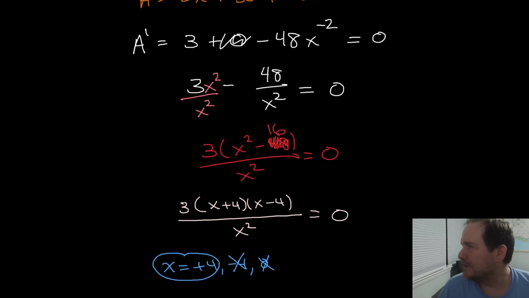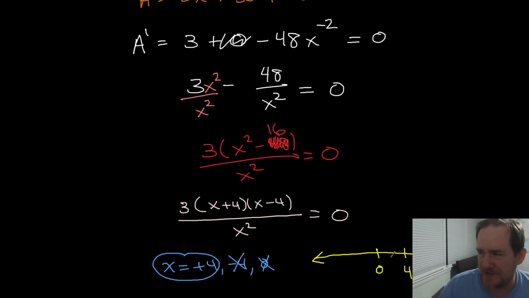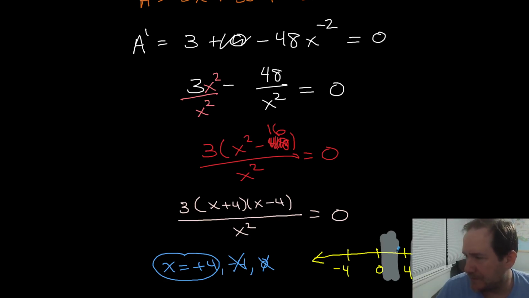And technically you are still supposed to run a quick sign test to make sure that 4 is actually giving us a minimum value. So here's 4, but don't forget that 0 is also a critical value, so the sign of our derivative may change to the left of 0. Same thing with negative 4. So I'm going to draw all of the intervals here, but the only intervals that really matter are the ones to the left and right of 4.